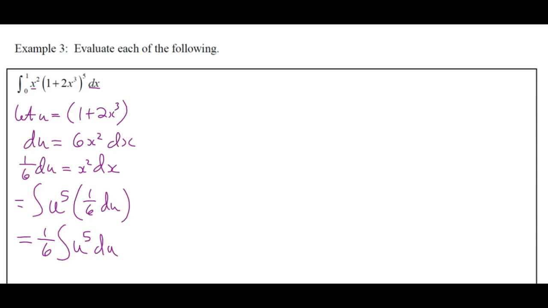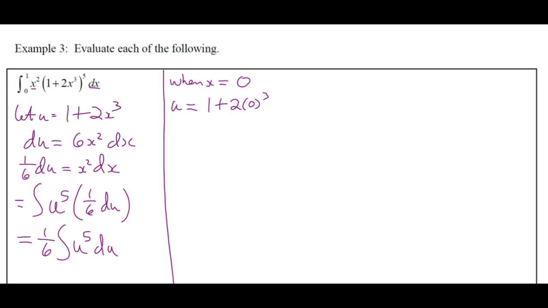Now, before we do this, let's go back to the definite integral. We're going to evaluate it. Now, here's the thing. What we don't have to do here is figure out the indefinite integral, put the x back into it, and then evaluate it from x being 0 to 1. Instead, we could do this. I want to evaluate this over some interval. I want x equals 0. So when x equals 0, what's u equal to? Well, u is 1 plus 2x cubed, so it's going to be 1 plus 2 times 0 cubed. So when x is 0, u equals 1.